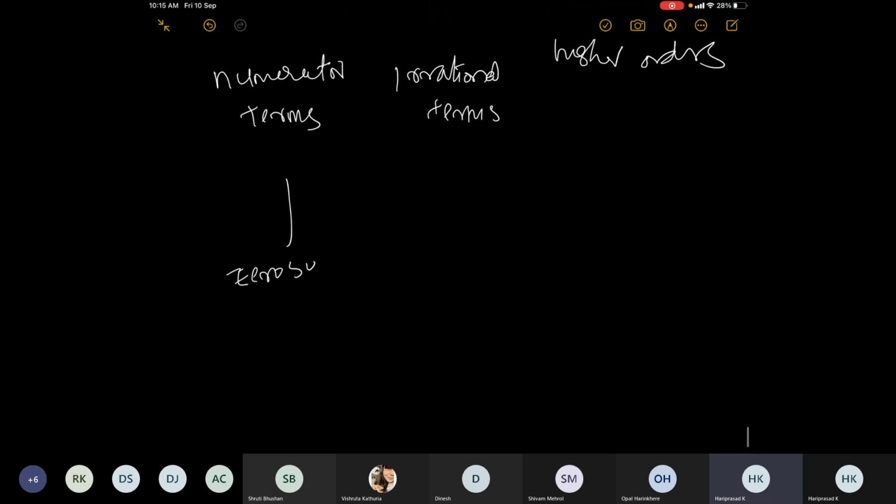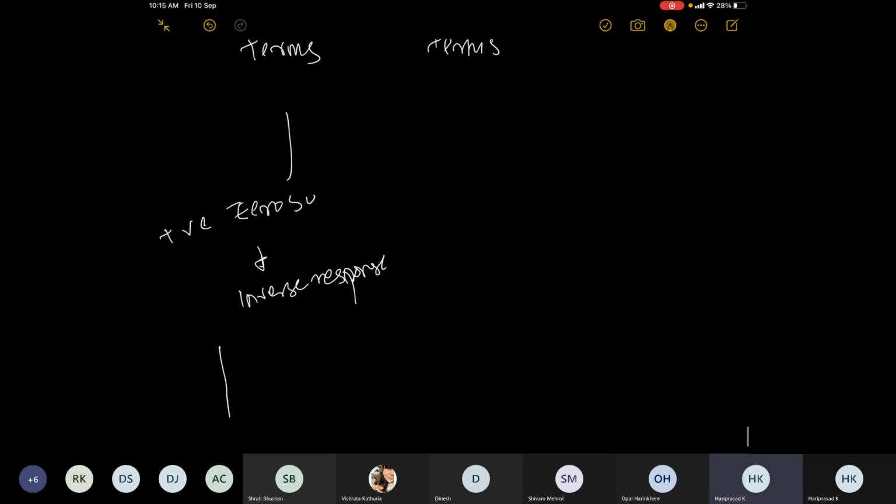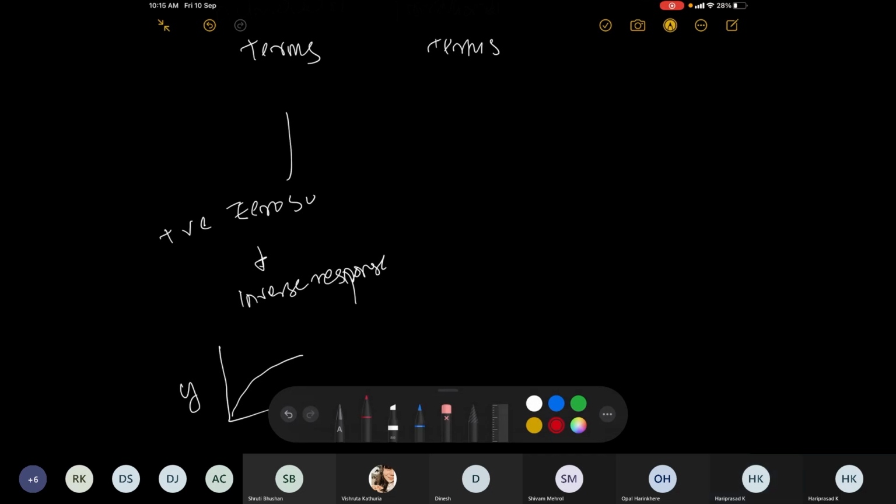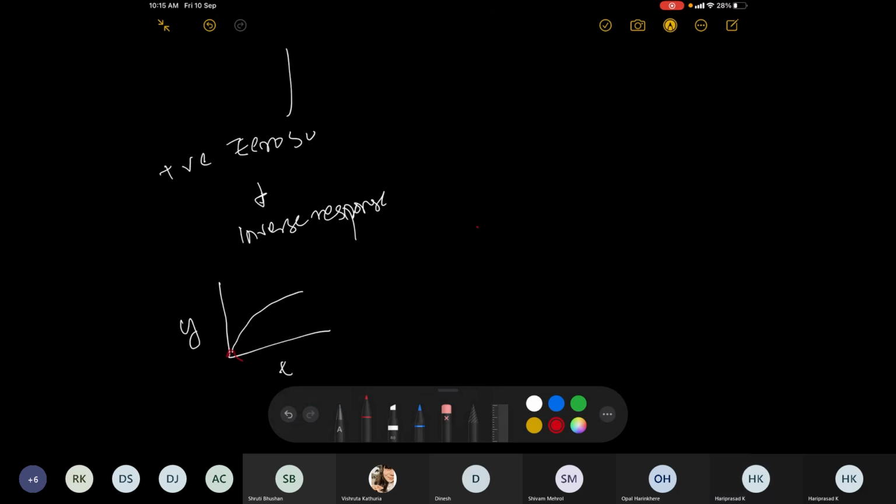So what would happen is a positive zero would result in something known as inverse response. It is not an anticipated dynamic. So your initial dynamics, y versus t, should have been something like this. Okay, should have been, but what happened was it took a turn and went up. So there is some arbitrariness here, which is not expected.